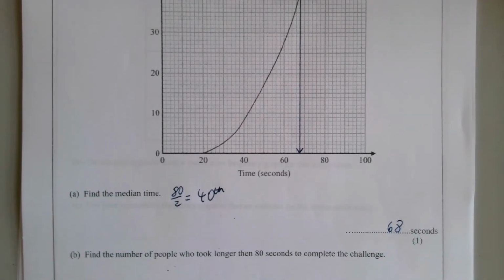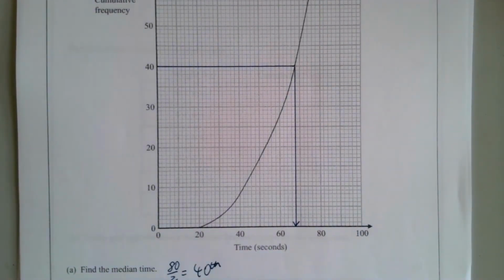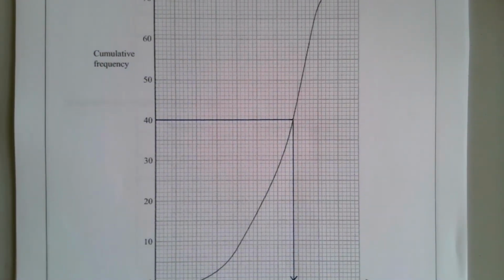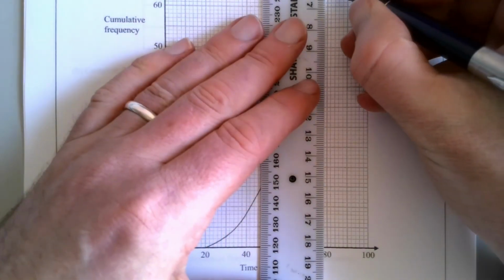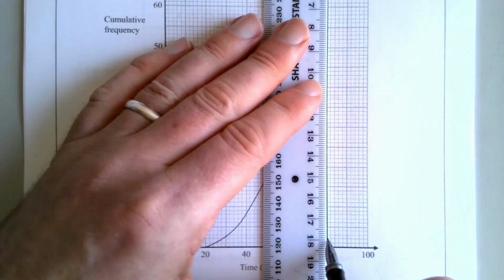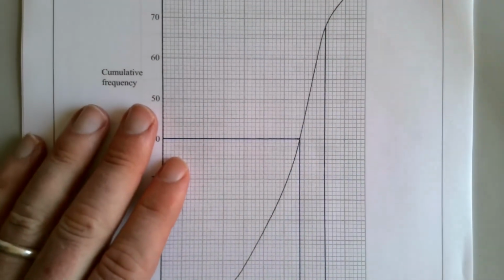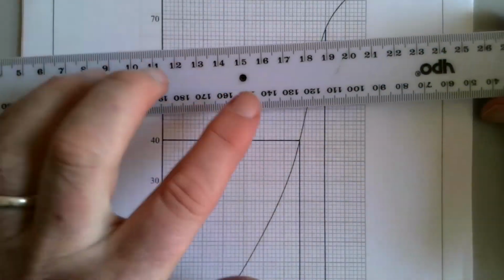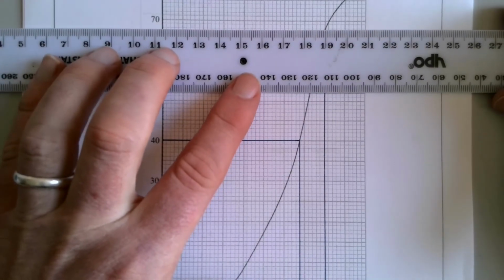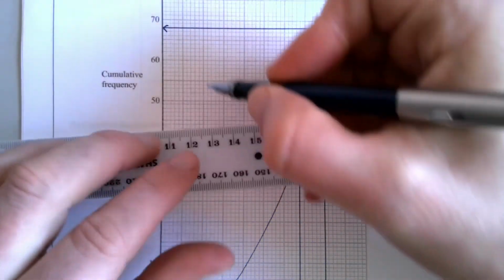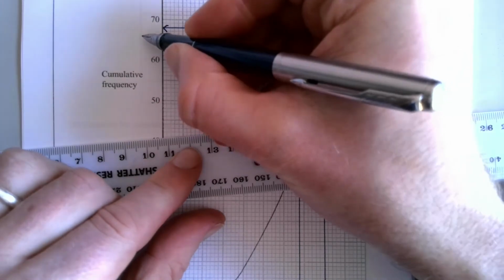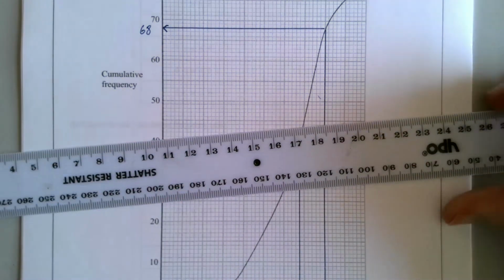Then find the number of people it took longer than 80 seconds to complete the challenge. Pause the video and give that a go. Just move that up to there. If you haven't been able to print this off, it's going to be a little bit difficult, so in which case, don't worry, just watch what's going on. So from 80, I've drawn up until I hit the line, and then when I hit the line, I'm drawing across, and that there's one square for each one going up the side. That there is at 68.